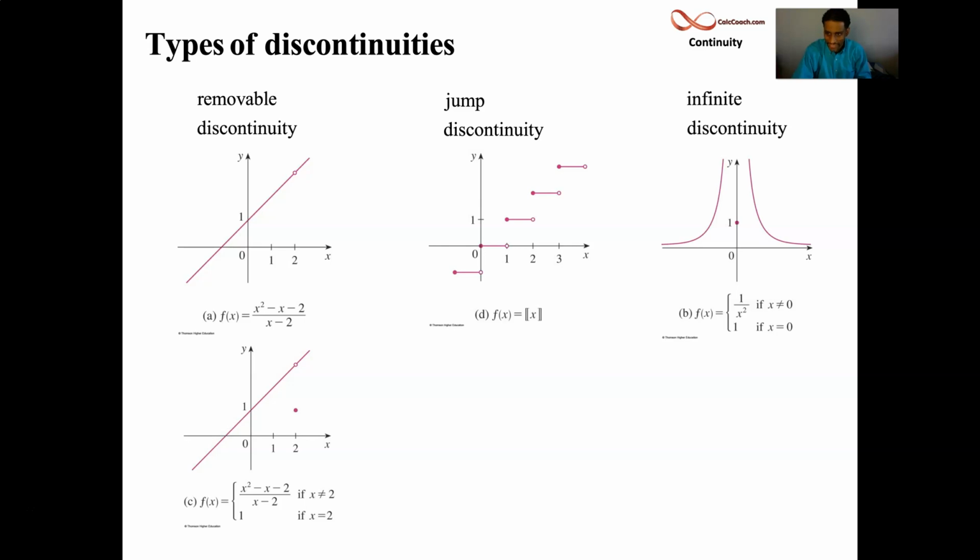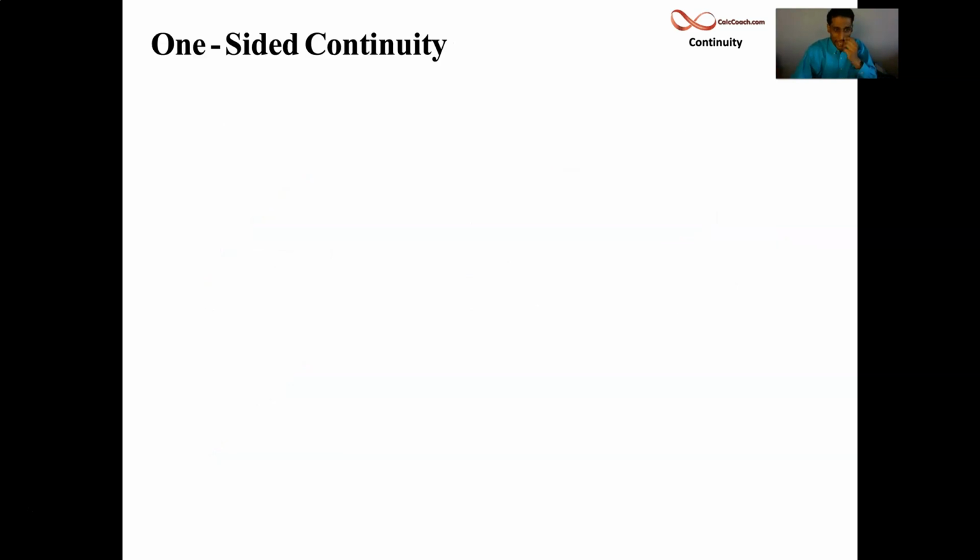Okay, all right, great. Those are our three categories of what it means for a function to not be continuous, and how it manifests itself in the graph. Okay. All right. Let's look at an example then.